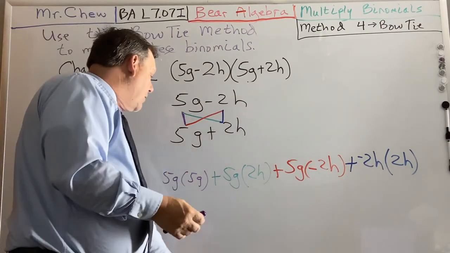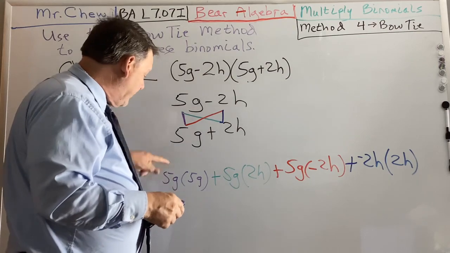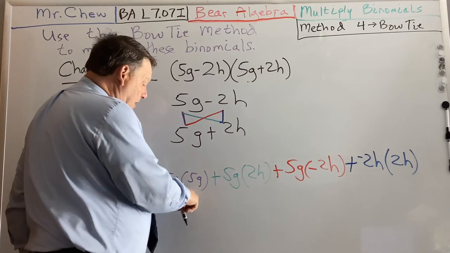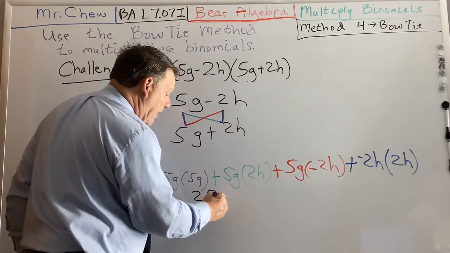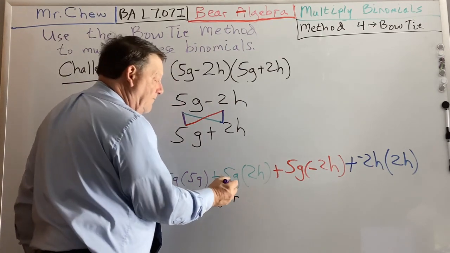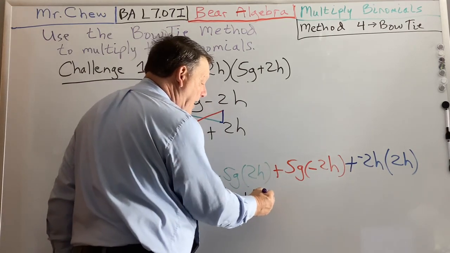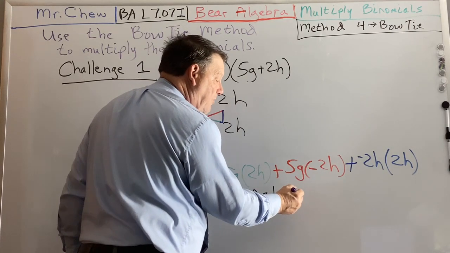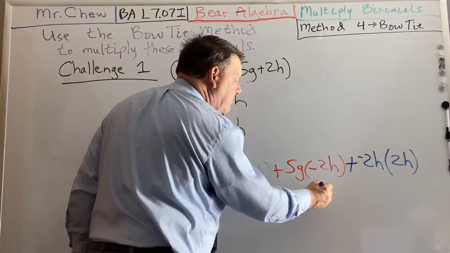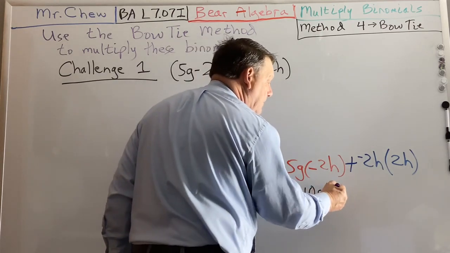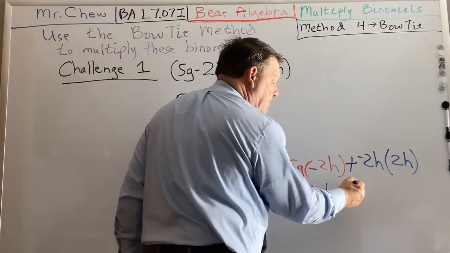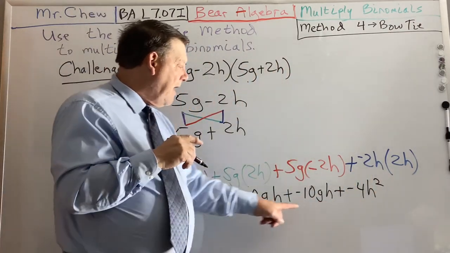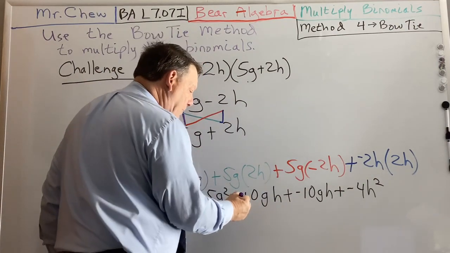So now I'm just going to multiply across with each term and then combine like terms if there are any. 5g times 5g is 25g squared. 5g times 2h is 10gh. 5g times negative 2h is negative 10gh. Negative 2h times 2h is negative 4h squared. I have like terms here, so I'm going to put these two together.